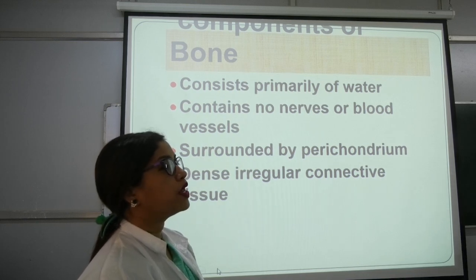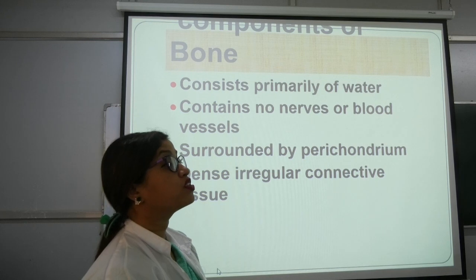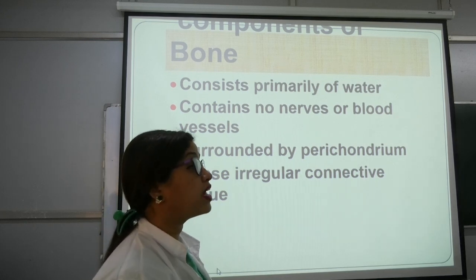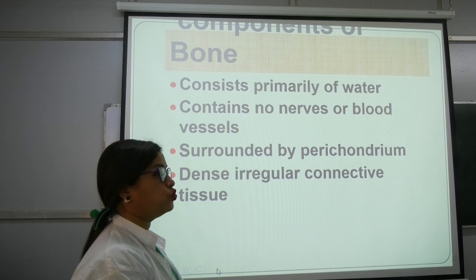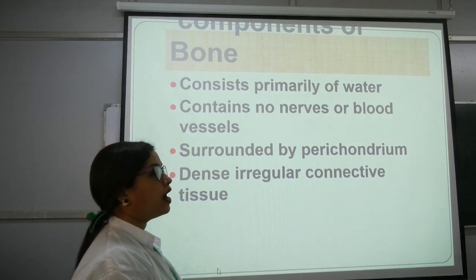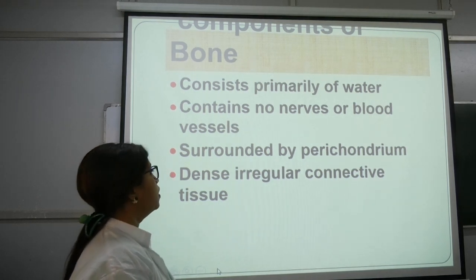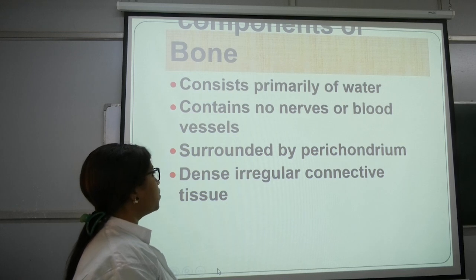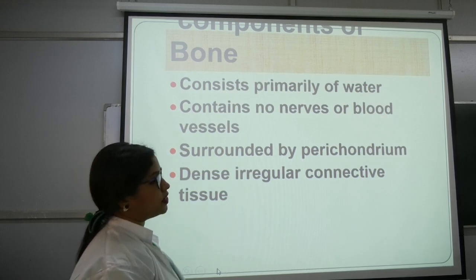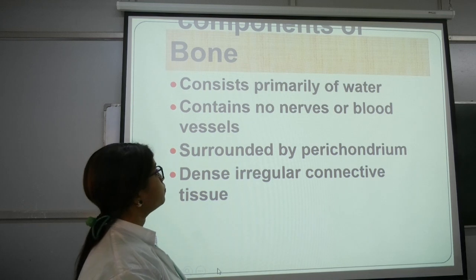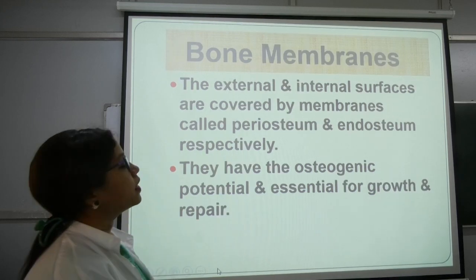Because of its surrounding membrane that is known as periosteum, which is highly vascular as well as highly nervous tissue. Okay, so there would be so much pain. Cartilage is surrounded by perichondrium, dense irregular connective tissue. Okay. Then what are the membranes?